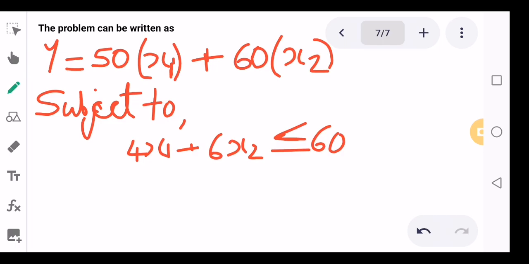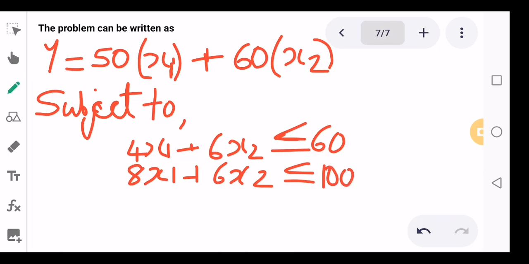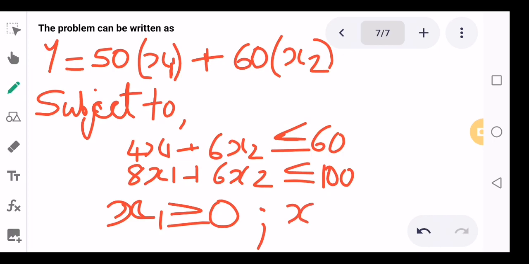This is your raw material constraint. Your second is 8x1 plus 6x2 less than or equal to 100. This is a labor constraint, labor hour constraint. And the next thing is your x1 will be greater than or equal to 0. The last one is your x2 will be greater than or equal to 0. This is the non-negativity condition. This is how you write it down after solving it.